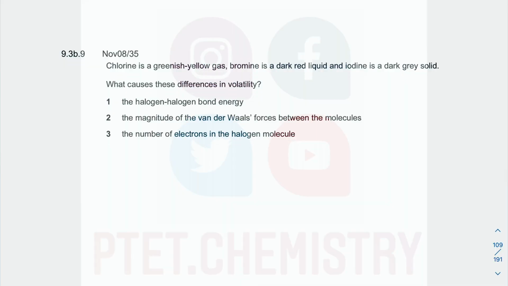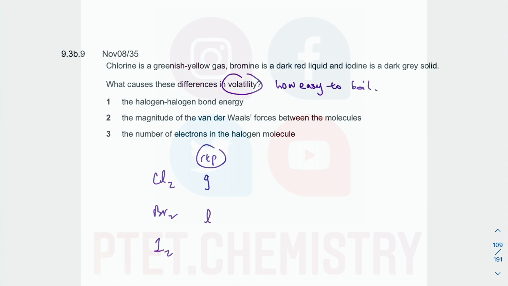This next question is about volatility. This is to do with how easy it is to boil. Okay, so going down that Cl2, Br2 and I2, we know this is a gas, liquid and solid at room temperature and pressure. So the boiling point increases down group 17, so it becomes harder to boil, therefore volatility decreases.